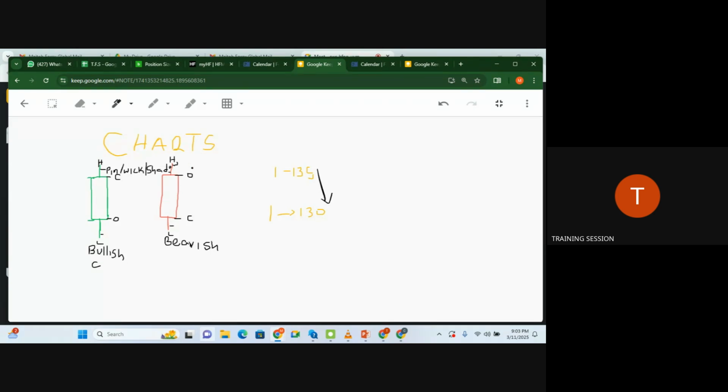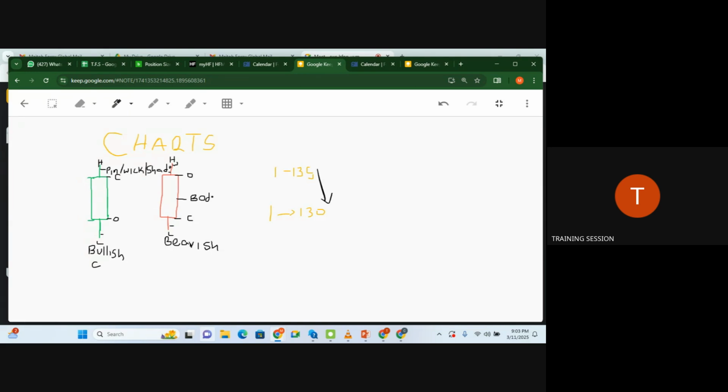So for a sell candle, it opens high, closes low. This is what we call real body. That is what we call real body. So we can just call it body. So that is the body of the candle. We call that body.